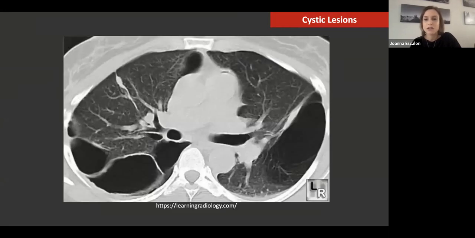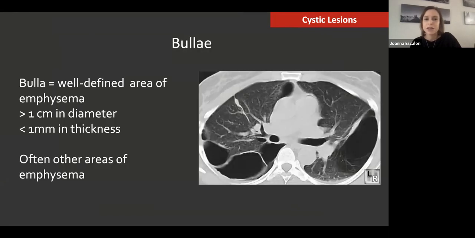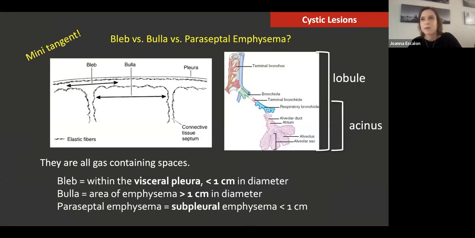That's in contrast to these larger cystic spaces, clearly greater than 1 centimeter. These are within the lung. These are areas of bullae. They are well-defined areas of emphysema, usually by definition greater than 1 centimeter in size, thin-walled, and usually you see other areas of emphysema associated with them. So you might be wondering, what about a bleb versus a bulla versus paraseptal emphysema? Can we always tell the difference? They're all gas-containing spaces. Part of it is just definitions.